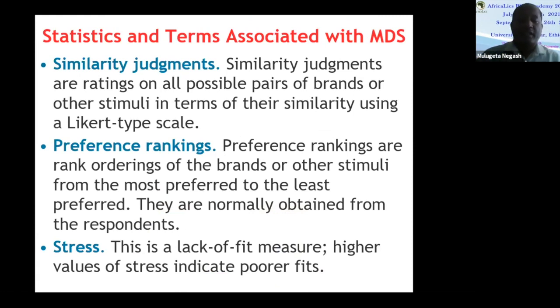So first, let me introduce some very important statistical terms and concepts in relation to multidimensional scaling. The first one is similarity judgment. Similarity judgments are ratings on all possible pairs of brands or other stimuli in terms of their similarity, using a Likert scale. That is, the customer will be provided 10 or 15 brands, and they will compare each forced pair, brand X against brand Y. If customers assume that X and Y are very close, they will rate it low, and if they consider them very, very different, they will give it 10. So when we do the analysis, we look at the similarities among the alternative brands, and which of the 10 brands are very similar and which are very different would be depicted in a picture.